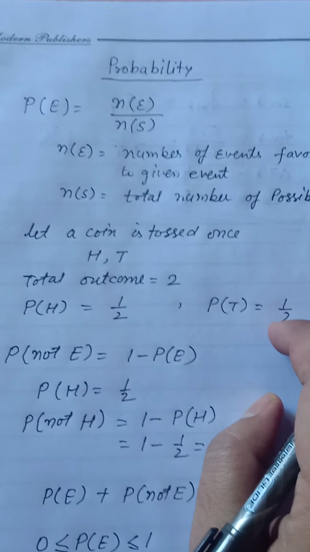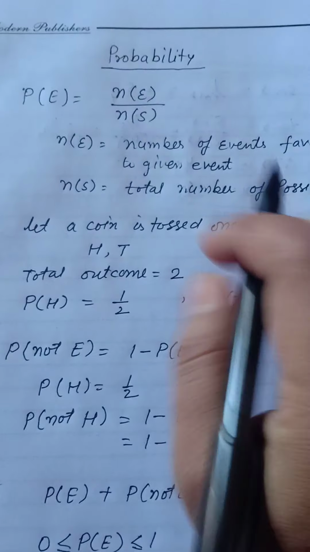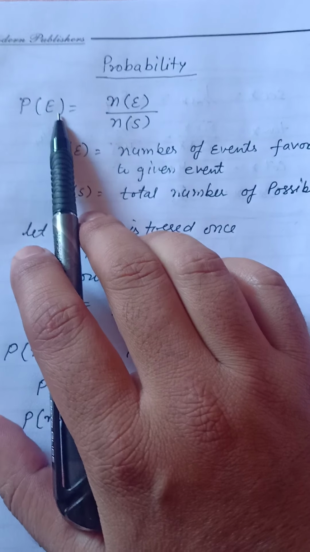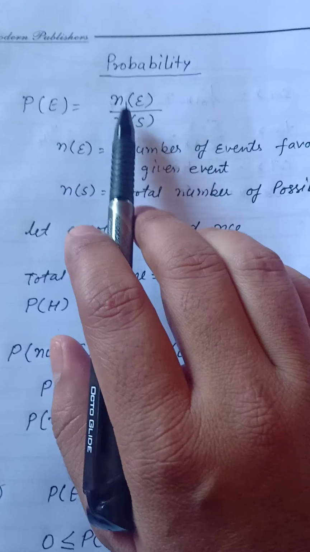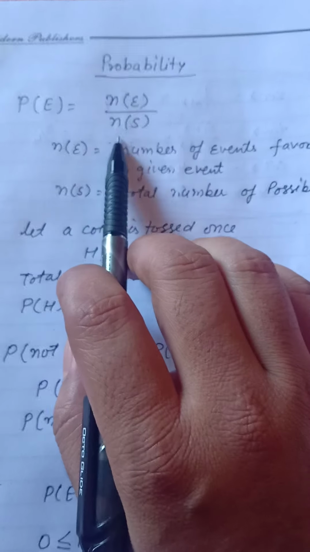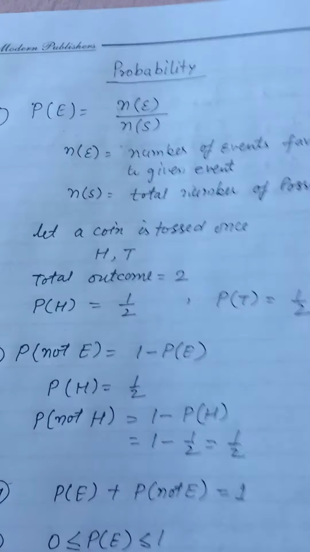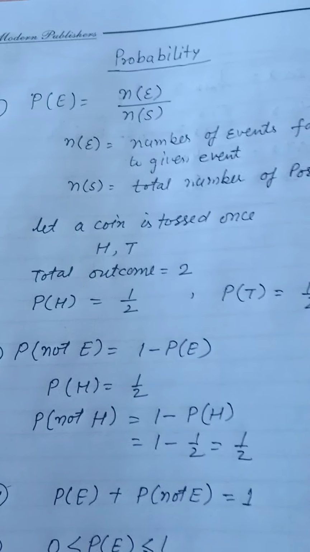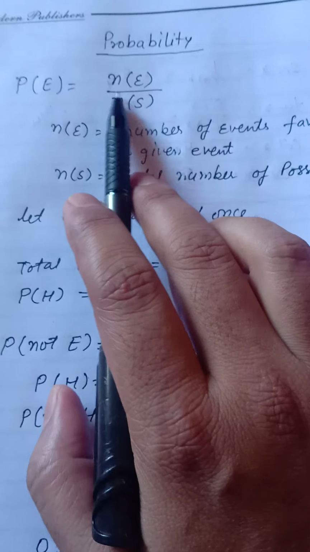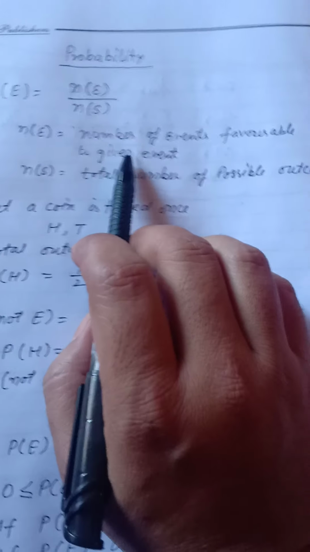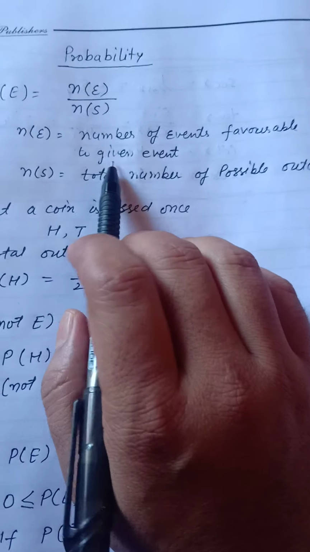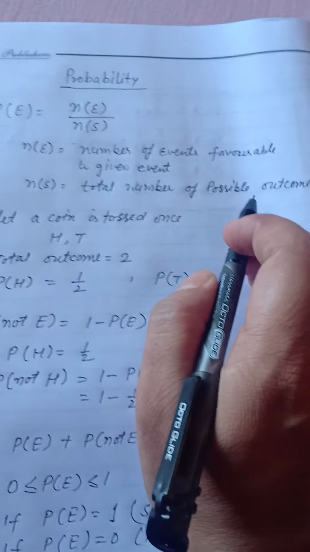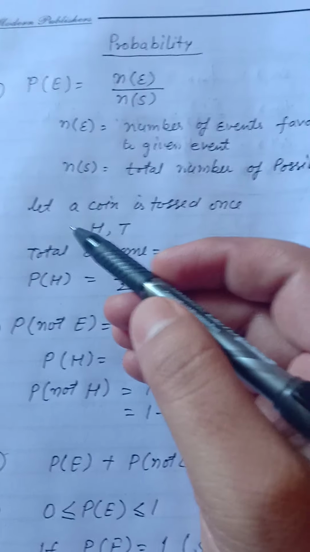As we have learned in class 9th as well, the probability of an event is denoted by P(E), which is equal to n(E) upon n(S). Now, what is probability? Probability is just the possibility of an event happening. So n(E) stands for the number of outcomes favorable to the given event, and n(S) stands for the total number of possible outcomes. So let us take one example.